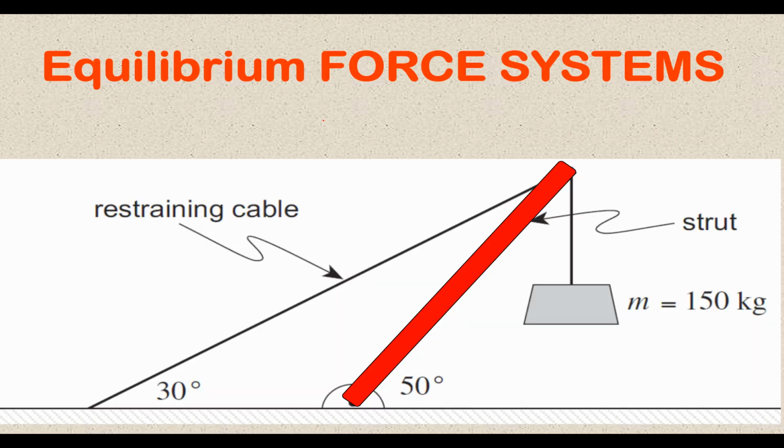Here's another one. Observe. There is the strut. It's labeled. It's like a 20-meter long strut. There's a mass hanging from the top of it. There's a hinge at the bottom, and there's a restraining cable. Observe the forces that are acting on this. Red strut. There is a force of gravity pulling down on it there, which will be 150 times 9.8.